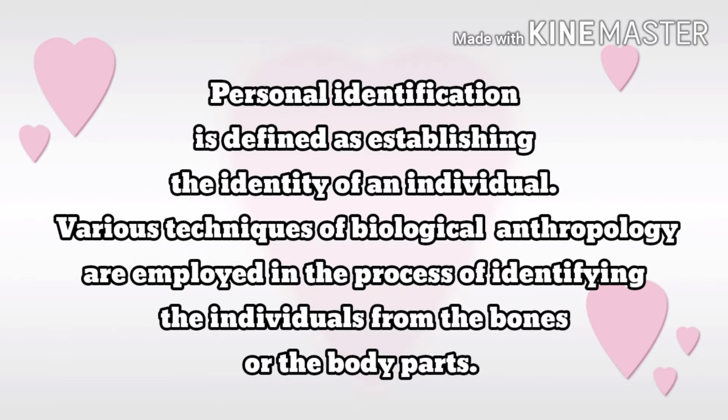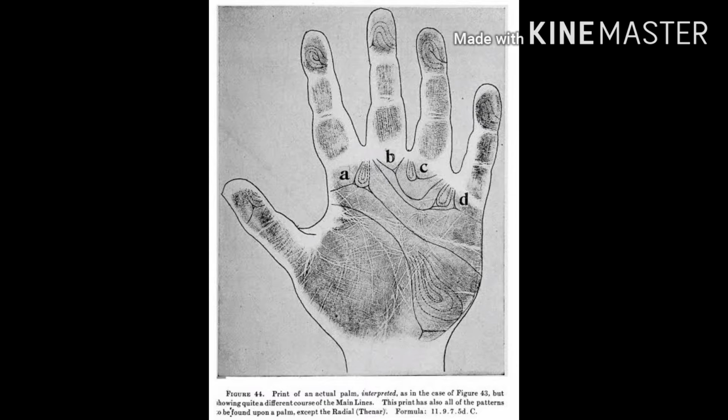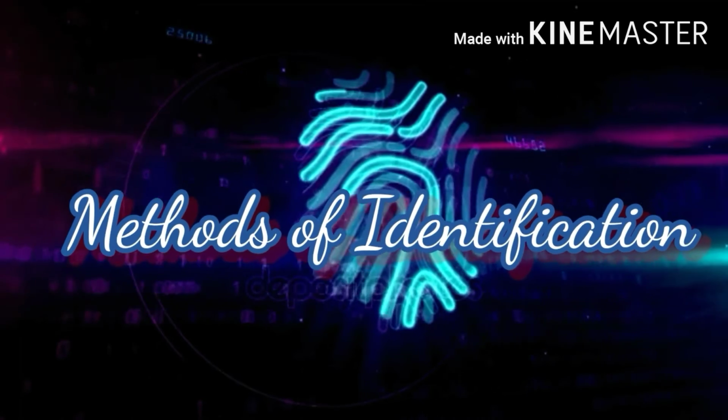Personal identification is defined as establishing the identity of an individual. Various techniques of biological anthropology are employed in the process of identifying individuals from the bones or the body parts.